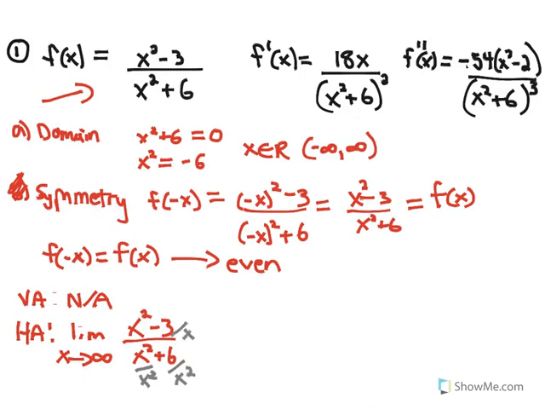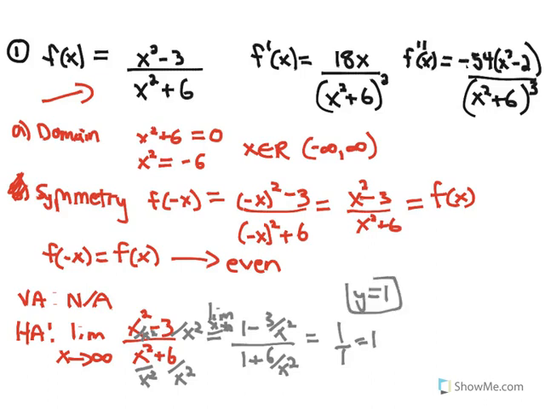We know what this is going to come out as, though. This will give us 1 minus 3 over x squared over 1 plus 6 over x squared. Still doing the limit as x goes to infinity. And that just equals 1. Again, we knew that from the beginning because those were the coefficients in front of the highest term in the denominator and the numerator. It was like 1 over 1, which equals 1. So that means at y equals 1, there will be a horizontal asymptote.